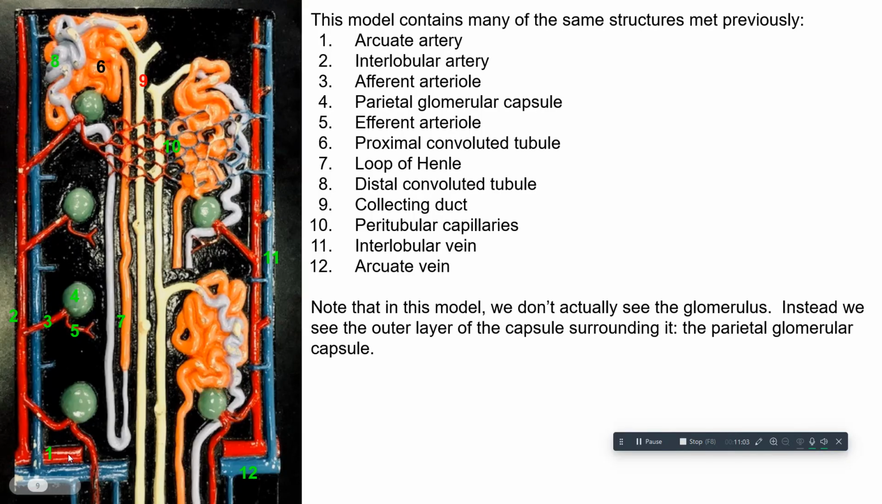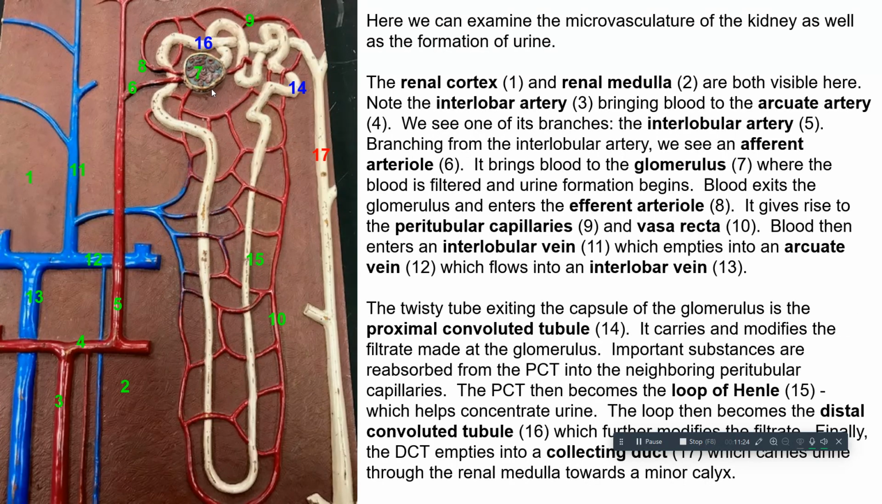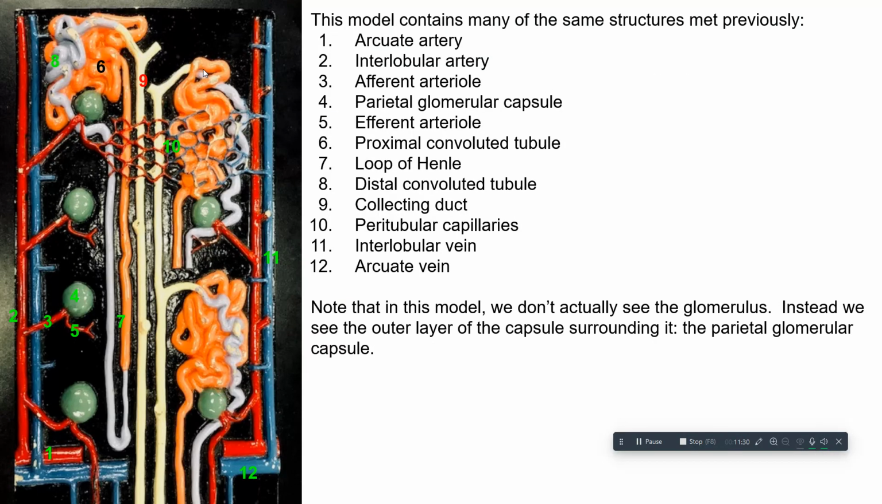Here's the arcuate artery, interlobular artery. These guys are afferent arterioles. They're going into a glomerular capsule, which surrounds the glomerulus. And we're actually seeing the outside of that glomerular capsule, which is called the parietal layer of the glomerular capsule. If I go back for a second, this is the parietal layer of the glomerular capsule. It's just been cut open to show me the capillaries inside.